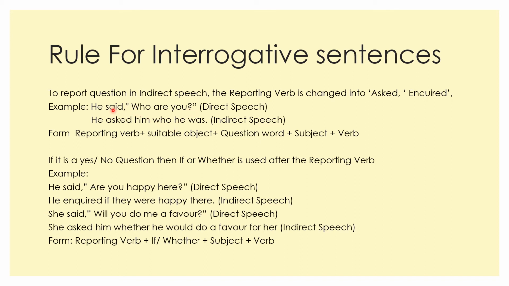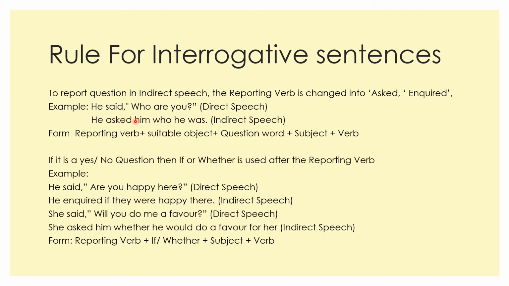So the reporting verb, that is said, has changed to asked. You can change it to asked or inquired. So you will say, he asked him who he was. Look at the form that you will follow while reporting a question in the indirect speech. The reporting verb that is asked, use a suitable object. So he asked him. Here him is the suitable object.